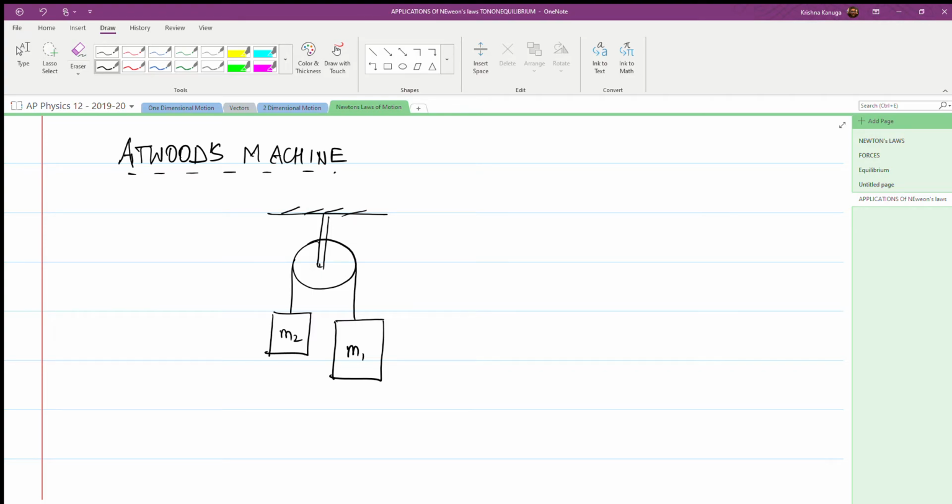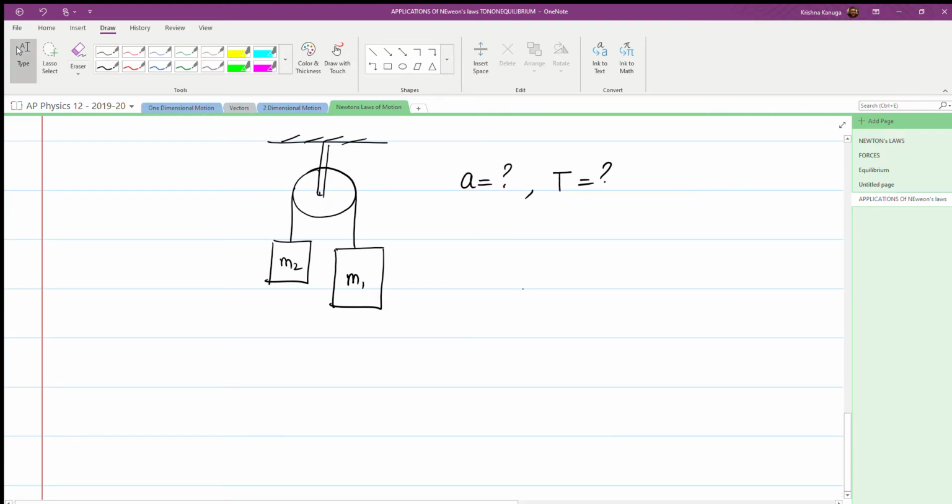Okay, so our goal in this problem is to calculate the acceleration of the two blocks and also the tension in the string. It's just one string that we'll calculate the tension for. And what we'll do is assume that M1 is greater than M2. At this point, pause the video, go ahead, draw the free body diagrams, set up an equation and solve the problem. See if your answer matches. Okay, so pause.